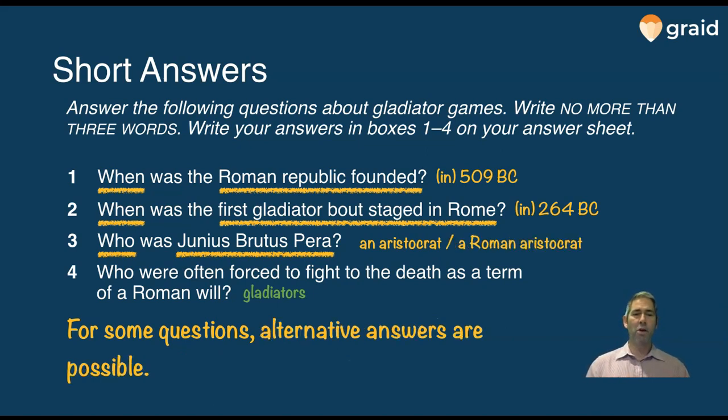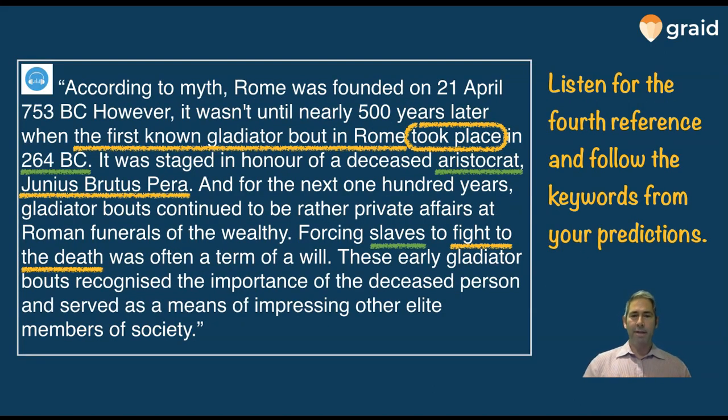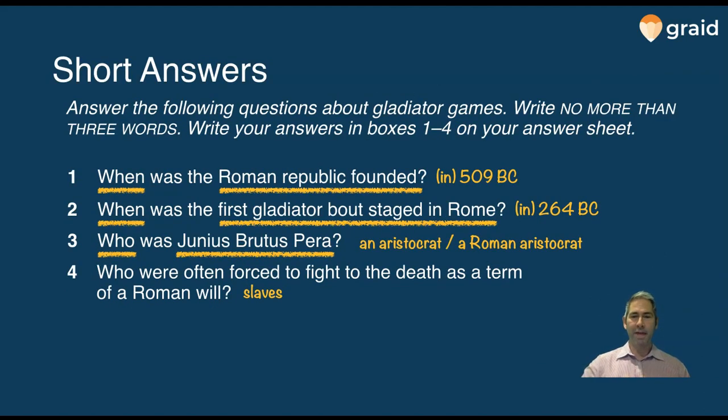Alternatively, you could also have a Roman aristocrat. That would surely be acceptable as well. Finally, we were looking for the answer to who were forced to fight to the death as a term of a Roman will. Now, because of the listening, we were told it's about gladiators, that was our prediction. But actually, we were told forcing slaves to fight to the death was often a term of a will. Our prediction wasn't correct. Hopefully you got that one still right. Again, the answer came before the key word. So, slaves. The best answer there is slaves.